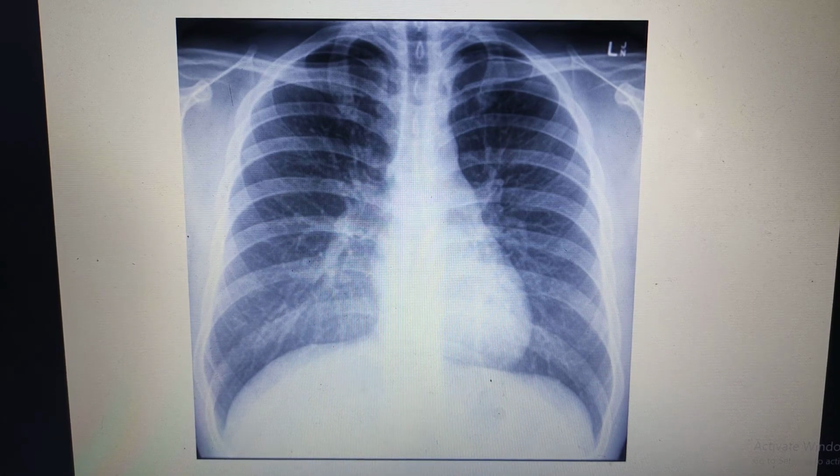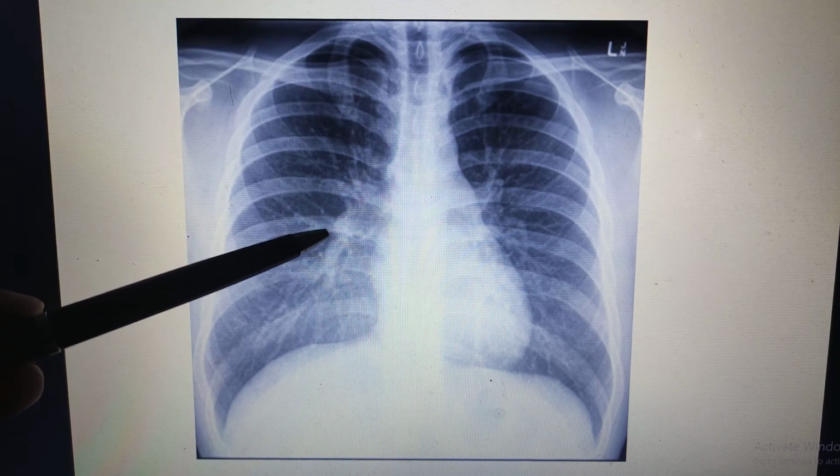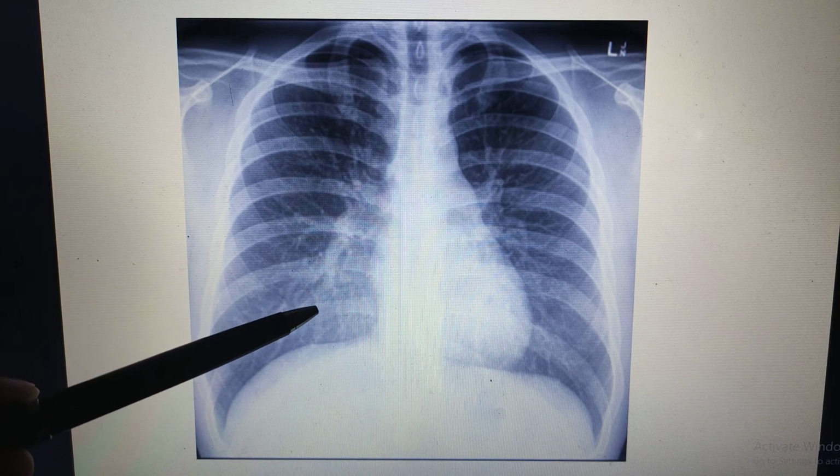If the ratio is increased, most of the time it is due to heart failure. That is, your heart is increased in size, right? Along with this, the next thing you have to see is the bronchovascular markings. These are your bronchovascular markings. What are these? These are blood vessels.